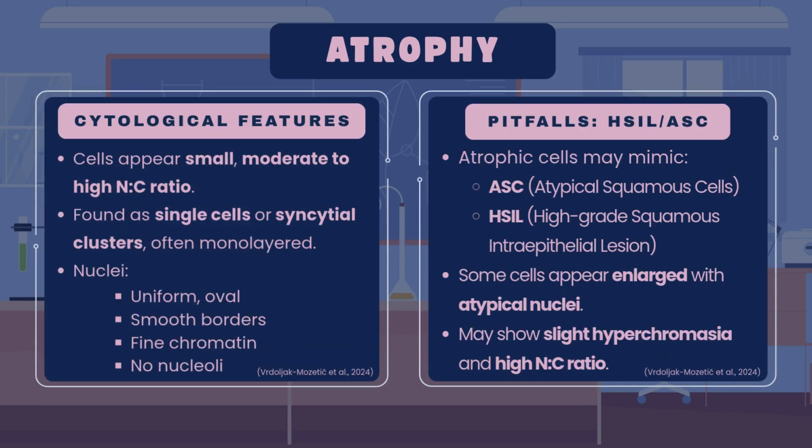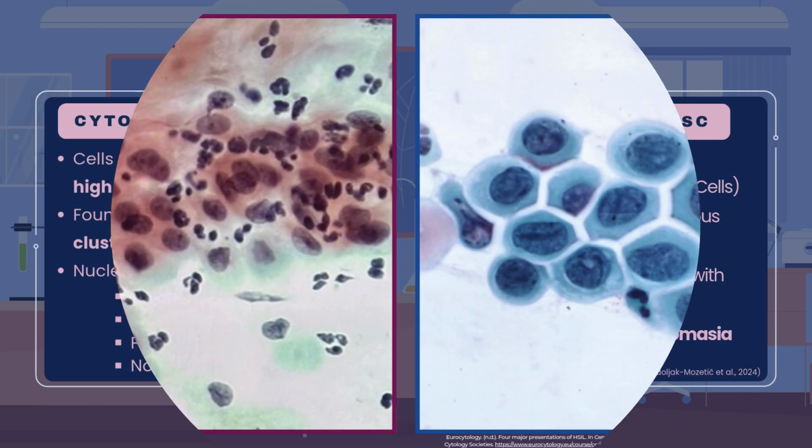Cytologically, atrophic cells appear small with a moderate to high nuclear to cytoplasmic ratio. They may appear singly or in syncytial, monolayered clusters. The nuclei are oval, uniform, with smooth borders, fine chromatin, and no nucleoli. Although benign, atrophic cells can sometimes resemble atypical squamous cells or even high SIL, due to mild nuclear enlargement and hyperchromasia, leading to possible false positives.